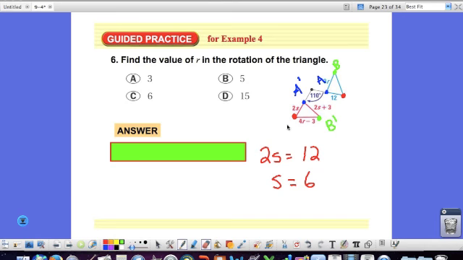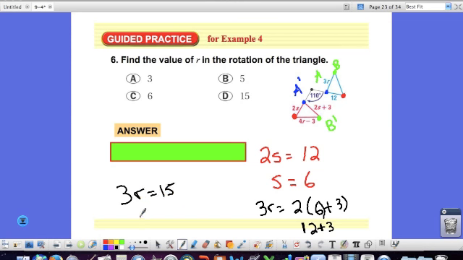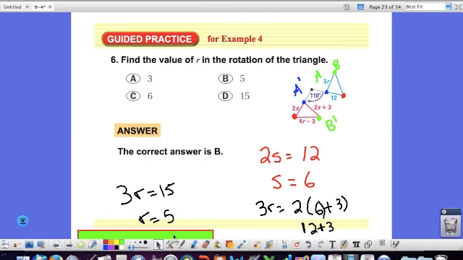I cannot see what that original number is. That's 3R. So AB is 3R. A prime, B prime is 2s plus 3. We said that s is equal to 6. So 2 times 6 is 12, plus 3 is 15. 3r equals 15. So r equals 5. Correct answer is B.